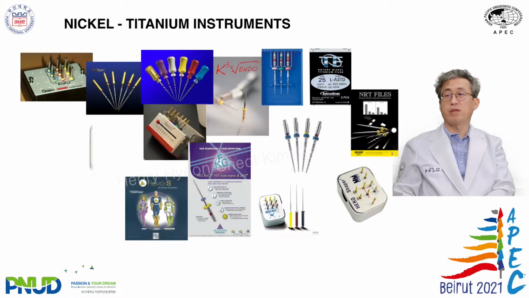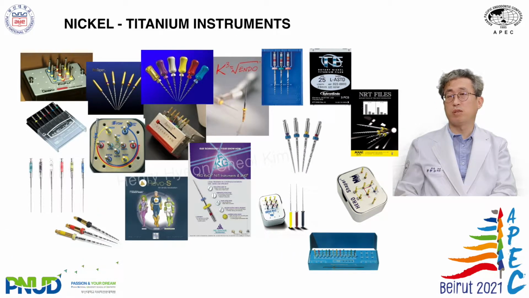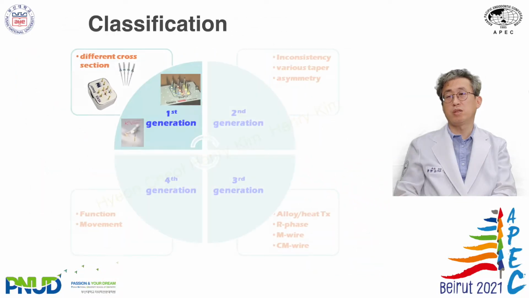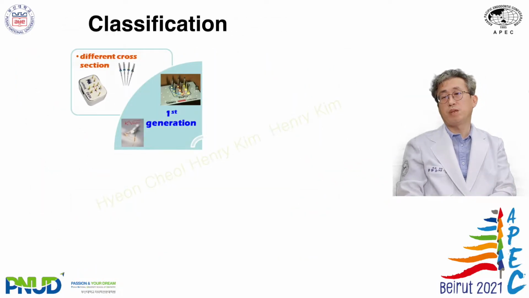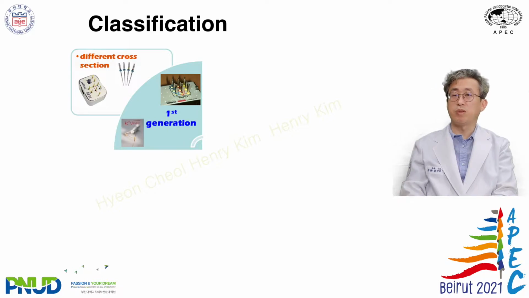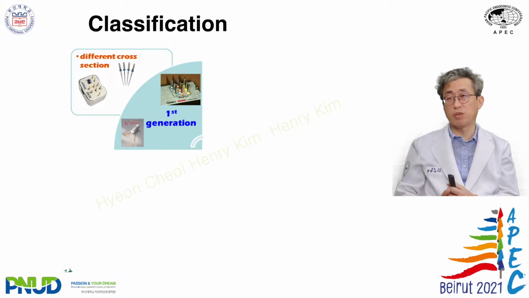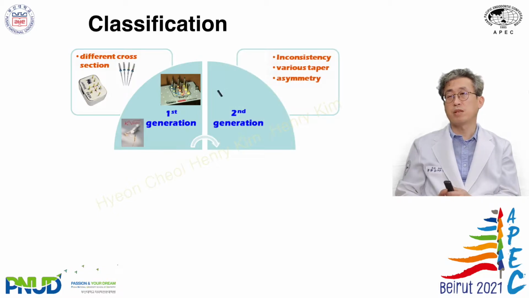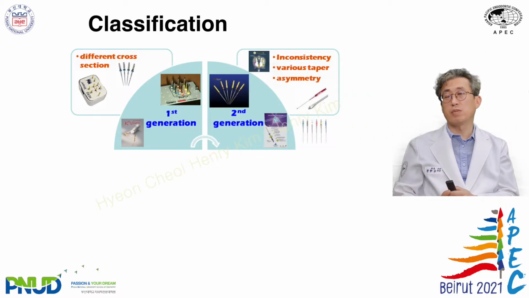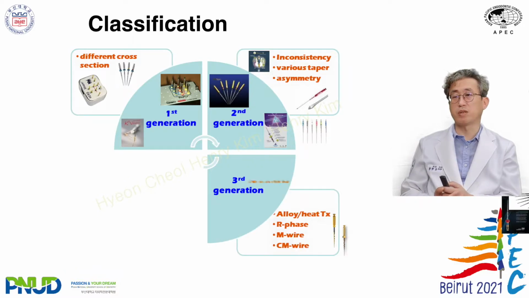There are many file brands made of different alloys with different shapes and geometries. We can classify them according to their shape, geometry, and heat treatment. The first group differs just in shape, and all of them are made of conventional nickel titanium alloys. In the second group, the manufacturers began to use variable taper in the shaft, and they have cross-sectional asymmetricity for special movement and special functions.